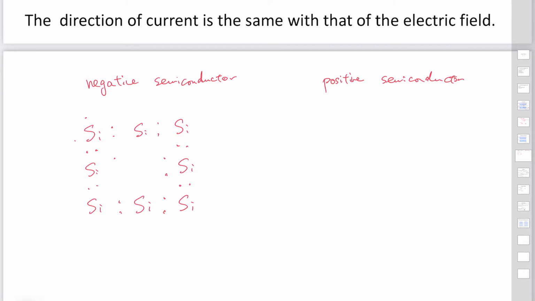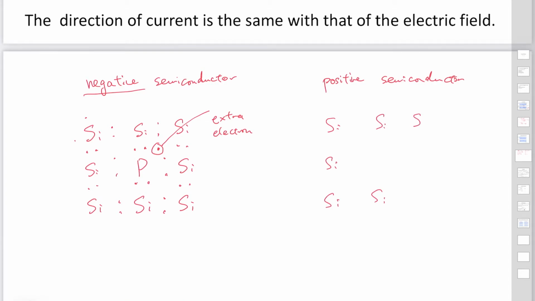And we put in phosphorus. Phosphorus has one more electron, an extra electron. So we call it a negative semiconductor. The electron is responsible for the current. For the positive semiconductors, as a base we consider silicon.